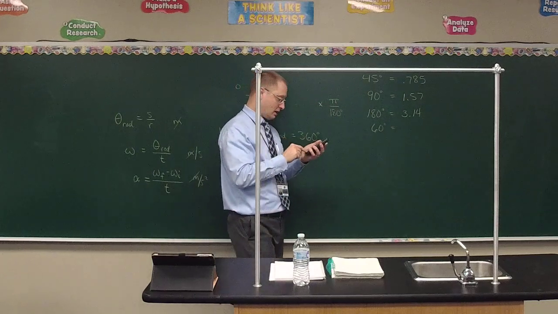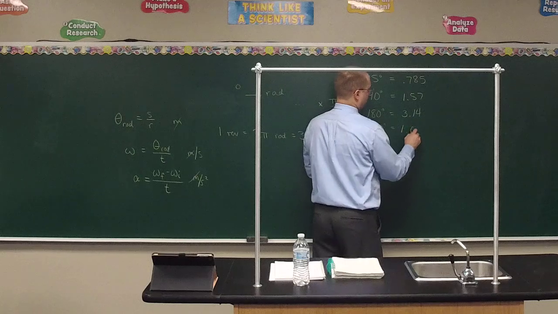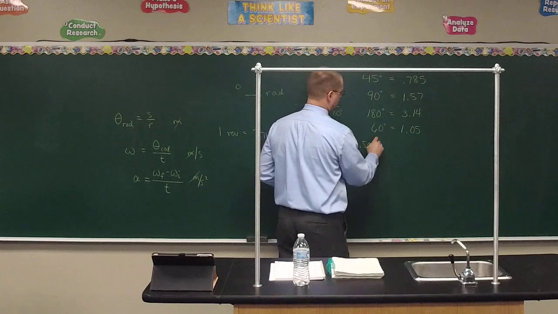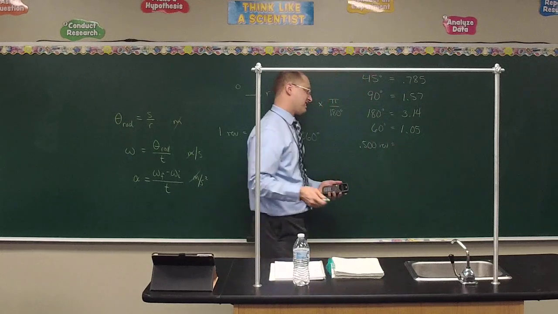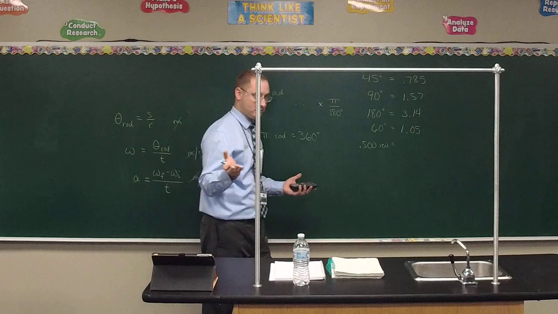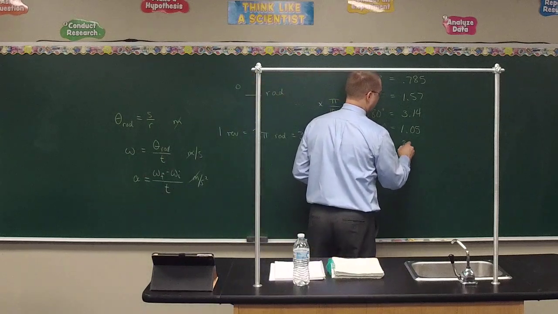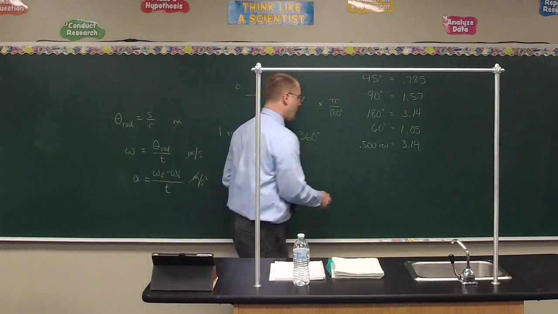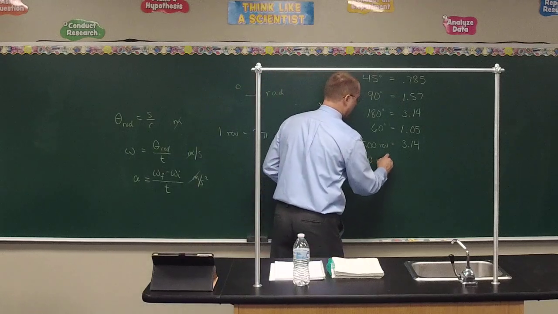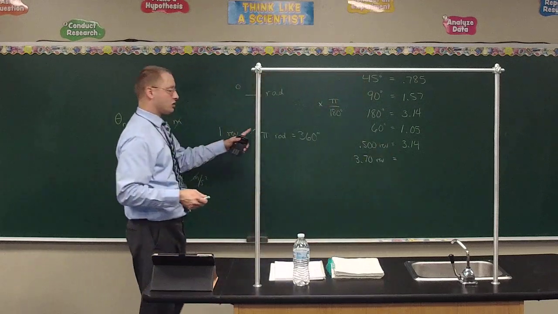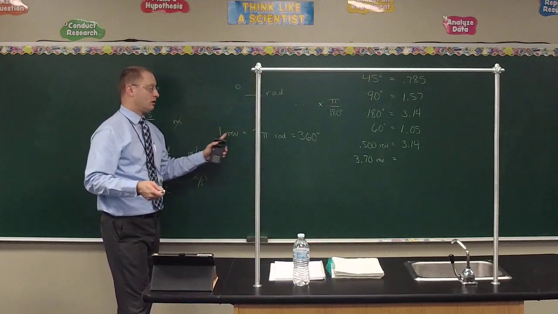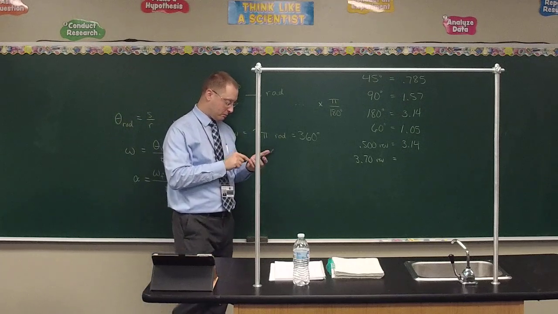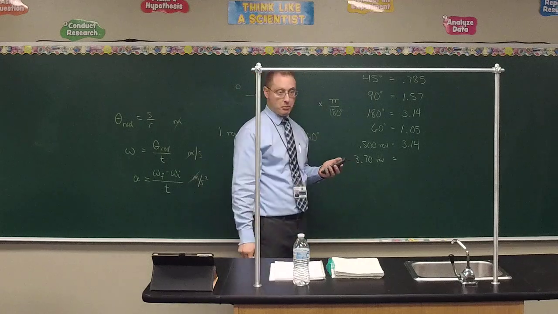And what do we get here, Kendall? 1.05. 1.05. When we round, we said 0.500 revolutions. We said it would have to be, class, pi, or 3.14, right? Because 2 pi is a whole revolution, half a revolution is 1 pi, which is 3.14. And then the 3.70 revolutions. How do I go from revolutions to radians, class? Multiply by 2 pi.